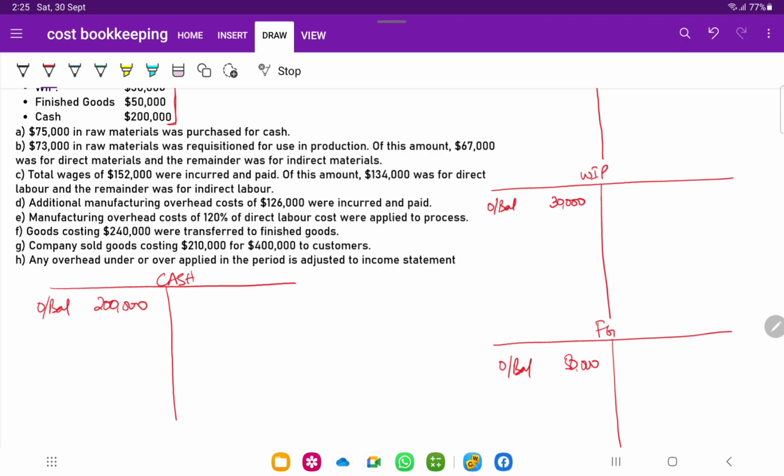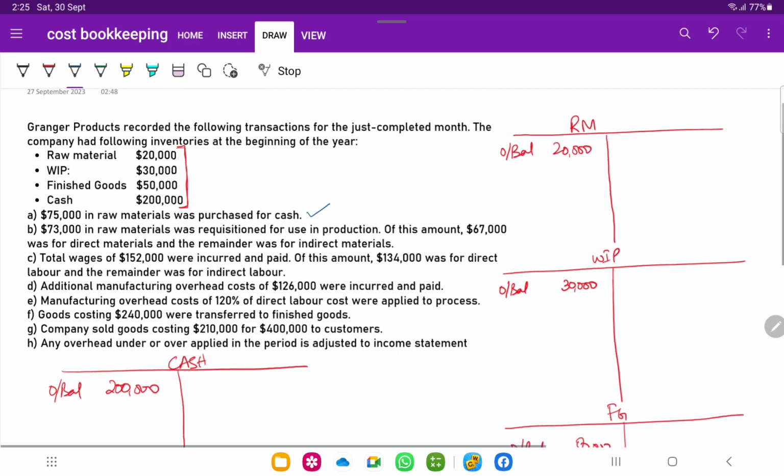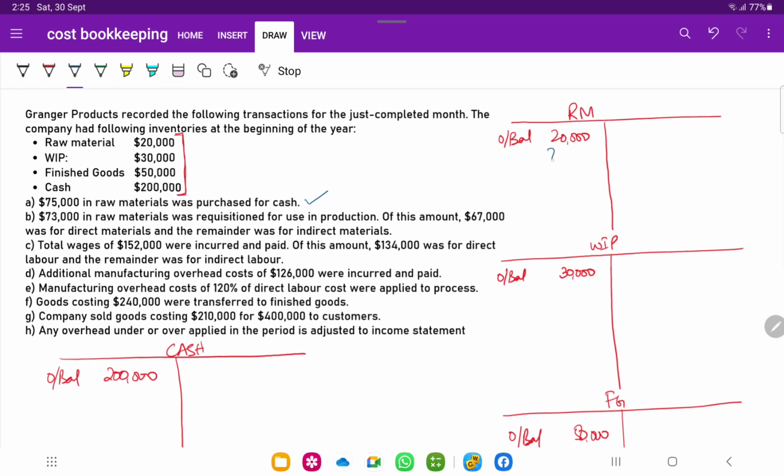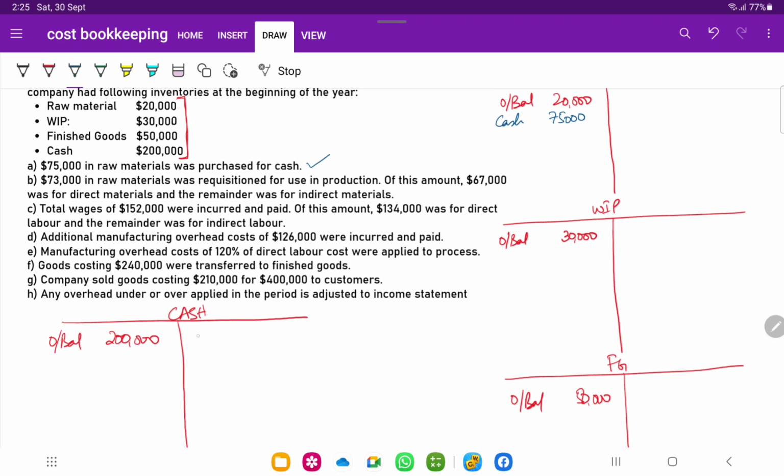Right, so the first entry is what? The first entry says that the company bought material for 75,000 in cash, right? So we will make a debit entry here with the reference of cash, and we credit cash with the reference of 75,000, right?